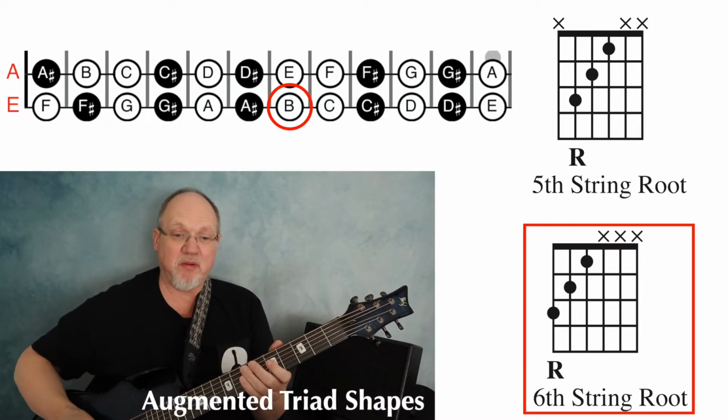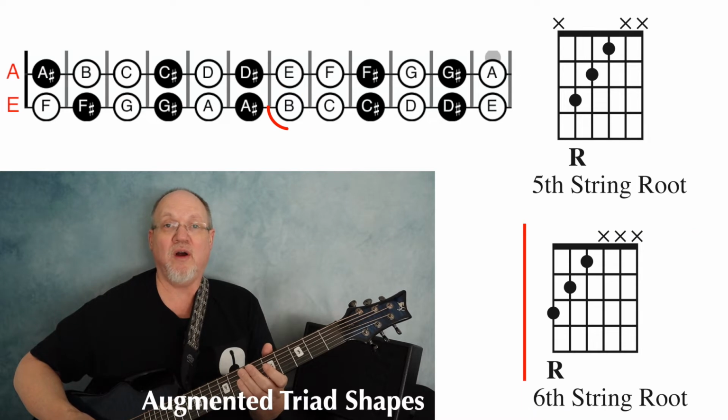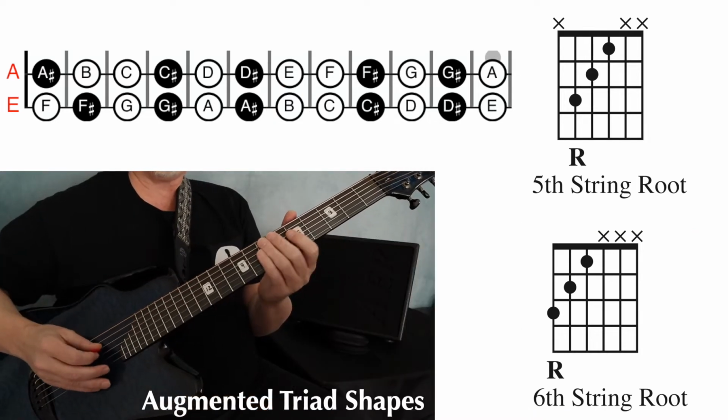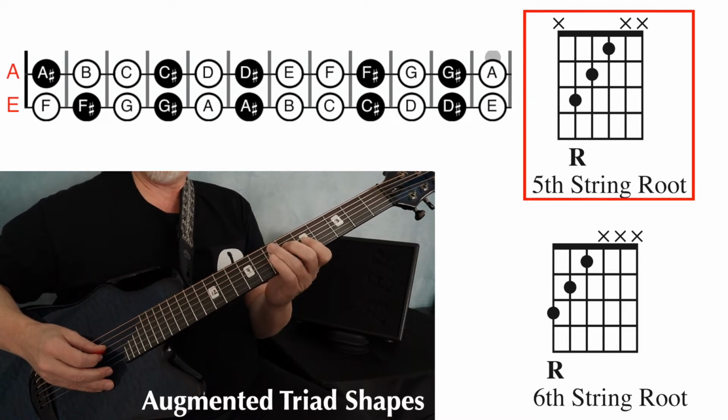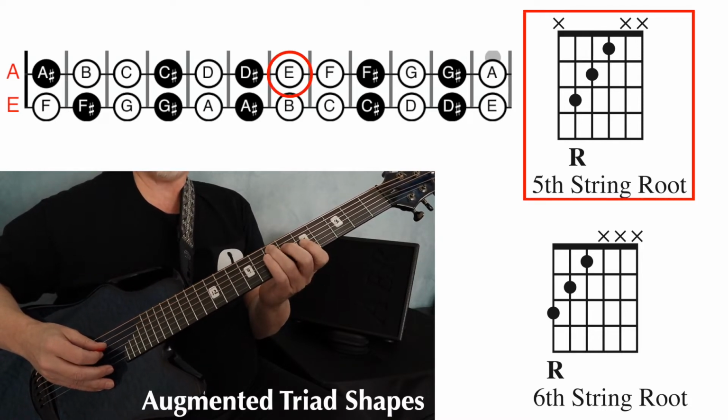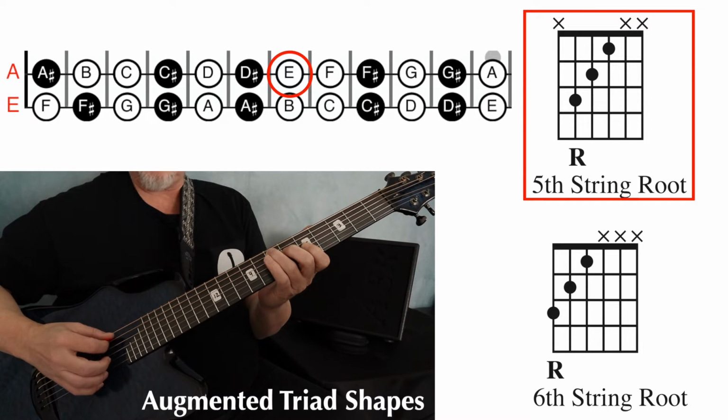The same concept applies to 5th string root chords as well. To play an E augmented chord with the root on the 5th string, you would move that 5th string shape so that the root of the chord lands on the E on the 5th string, 7th fret.